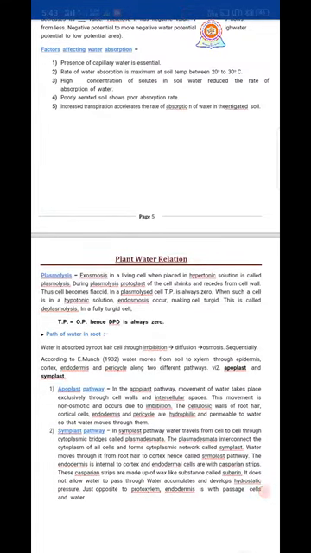Now we can stop here. In the next period we can study the path of water in root.